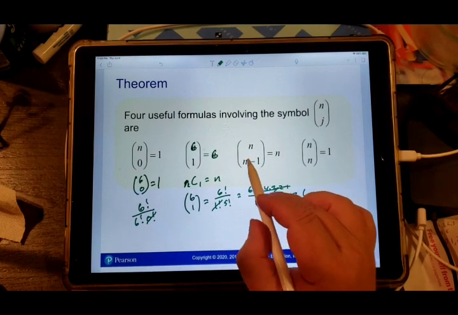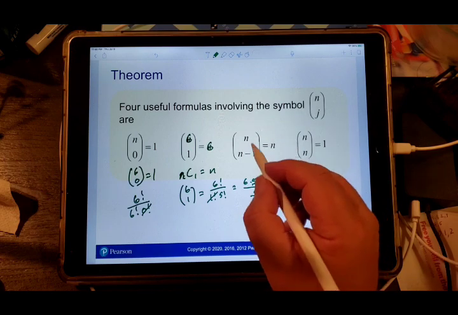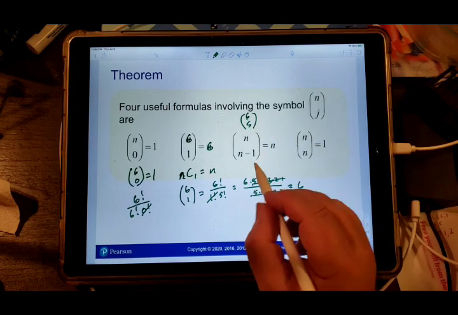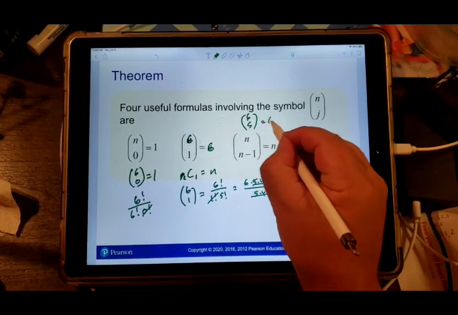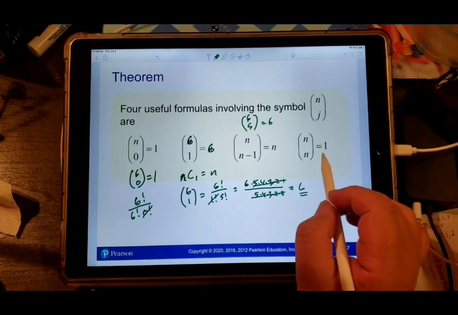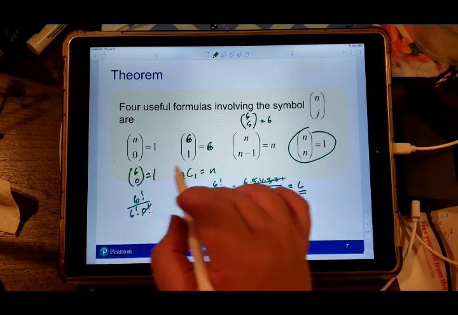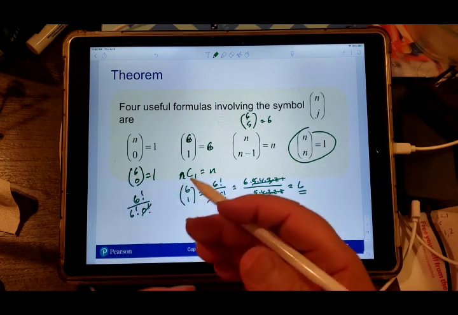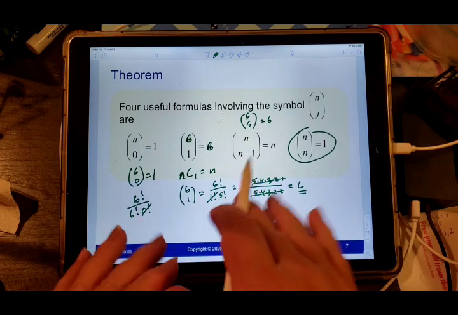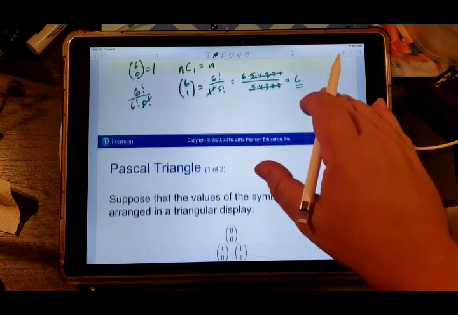All right, N minus 1. Well, again, if I had, let's say, 6C5, that would also just equal 6. That's essentially what this formula is saying. And NCN is 1. So they're giving us these formulas. Maybe you'll notice where these come from, but again, we'll understand this a little bit better when we move on a little more.